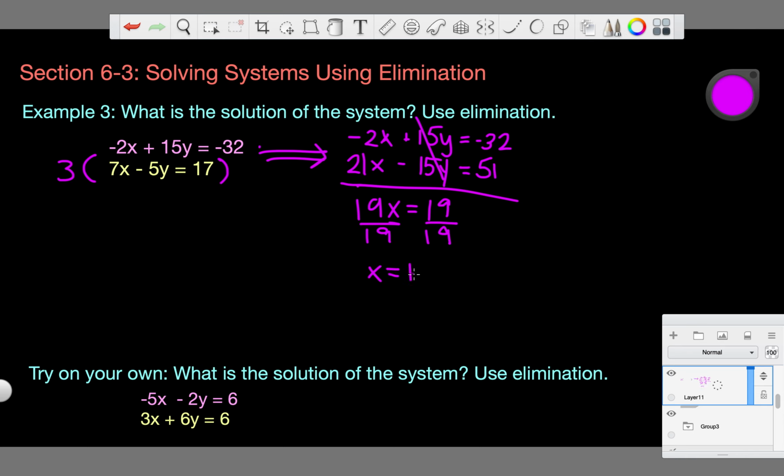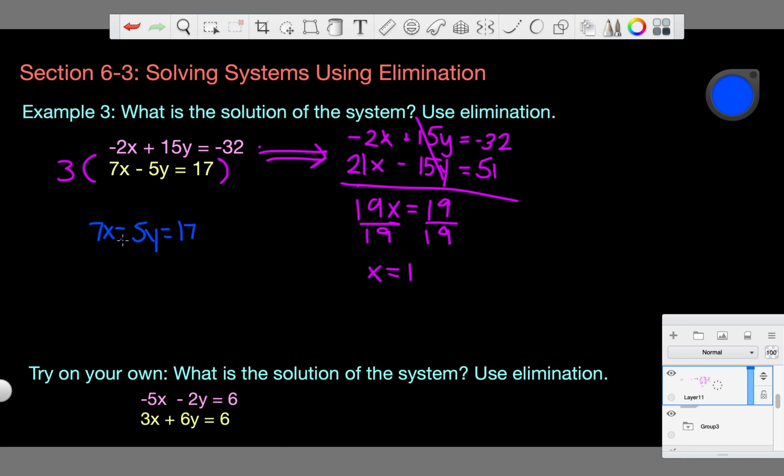Now, that's not the entire solution yet. That's part of the solution. I need the y value. So in order to find this y value, what we want to do is use one of our original equations, and we want to plug x as 1 in there. So I'm just going to use this original yellow one because it just looks nicer to me. So I have 7x minus 5y equals 17.